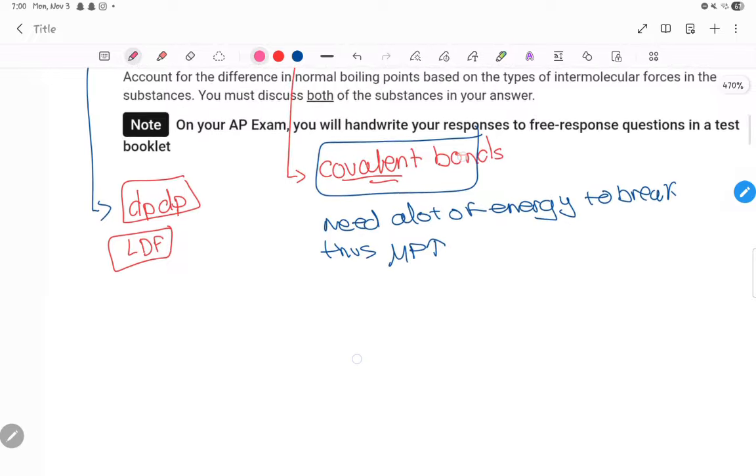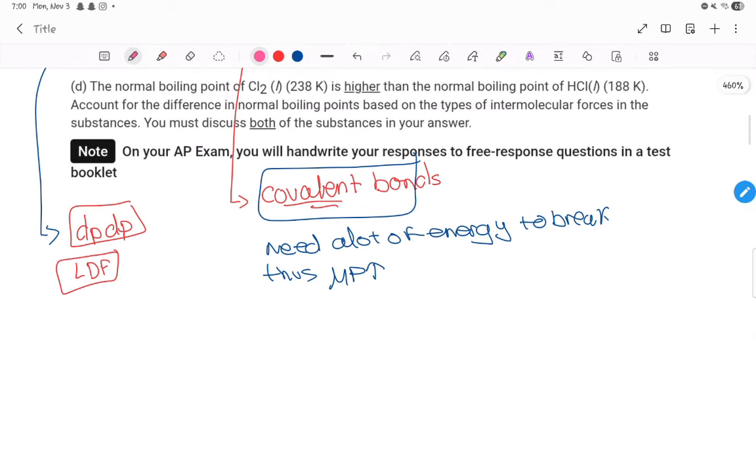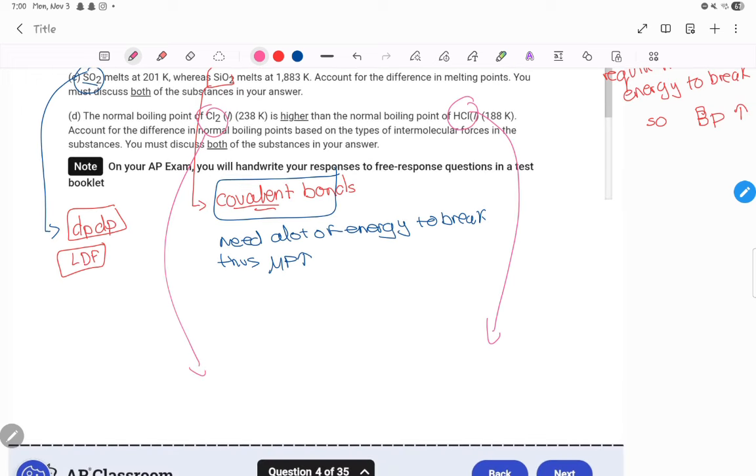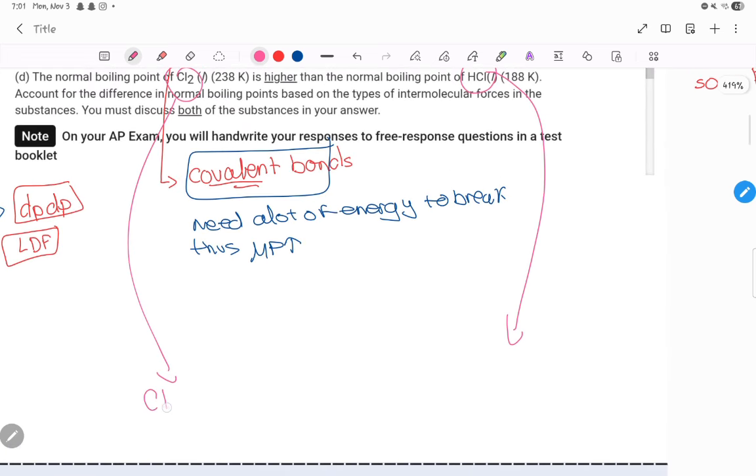We'll move on to part D. It says the normal boiling point of Cl2 is 238 Kelvin, and it's higher than the normal boiling point of HCl. Why exactly? This is a very important question. First of all, we take Cl2 and HCl. Here's HCl and here is Cl2. If we draw Cl single bond Cl and H single bond Cl, we will see first of all that the Cl atoms share the electron equally, so it's non-polar.